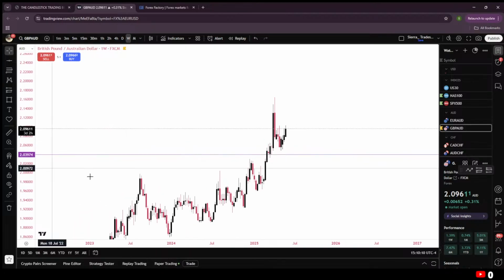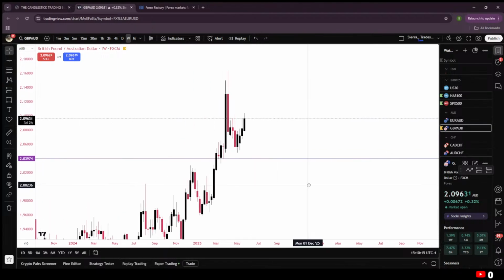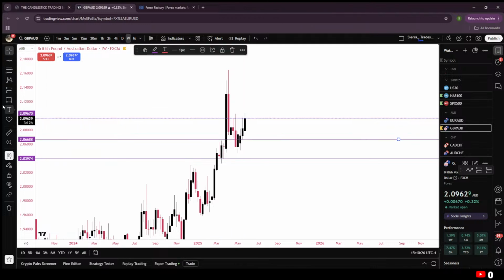We're going to mark our weekly CRT range. CRT stands for candle range theory. All right, it's just trading last week's candle. So I'm going to mark last week's high. I'm going to mark last week's low, and then 50% of last week's range.